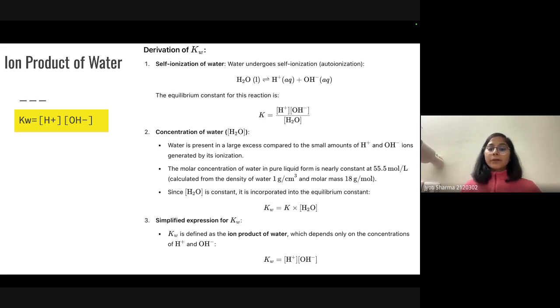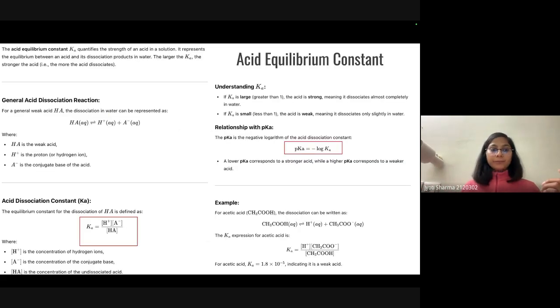So the ion product of water is Kw, and Kw is nothing but the concentration, and we have already studied about the concentration. Concentration is nothing but the molarity that we have studied till now. So if you have the molarity of H plus and the molarity of OH minus, then you can tell the ion product of water.